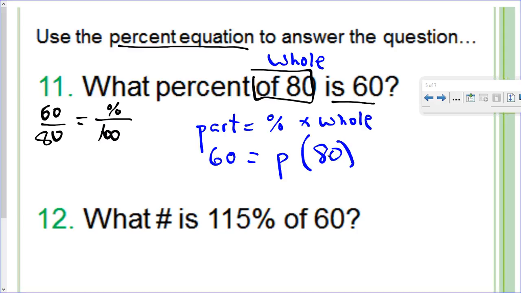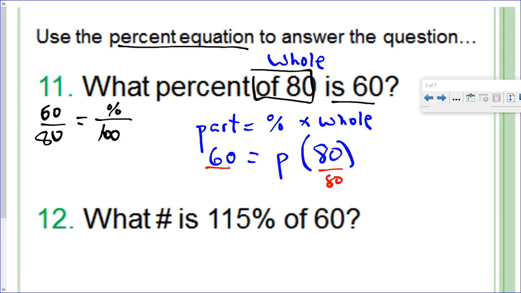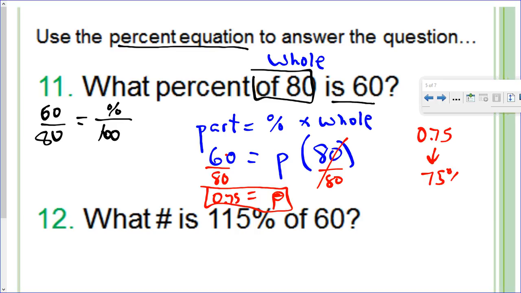Well, once I divide by 80 on both sides, I can see here 60 over 80, 6 over 8, 3/4. My percent is going to end up equaling, my P is going to end up equaling 0.75. So that's as a decimal. My percentage is 0.75 as a decimal, and that is 75% in its percentage form.